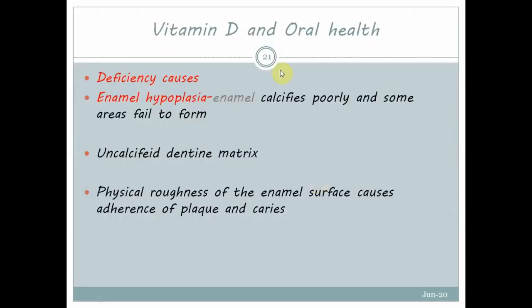So vitamin D deficiency causes enamel hypoplasia. There will be uncalcified dentin matrix. Physical roughness of enamel surfaces causes adherence of plaque and caries.